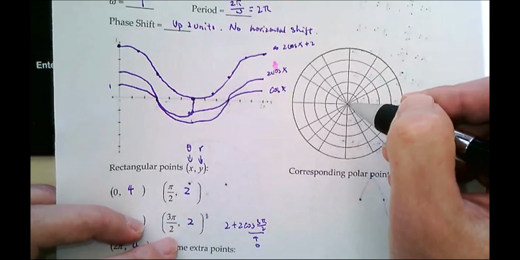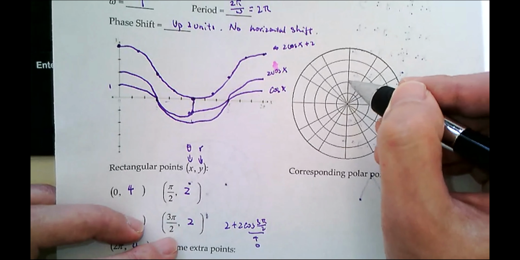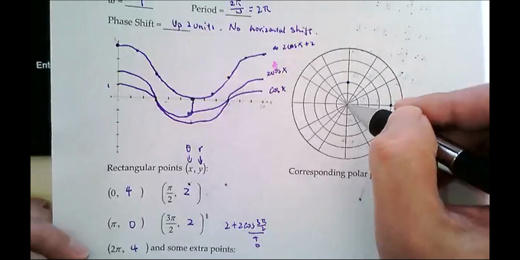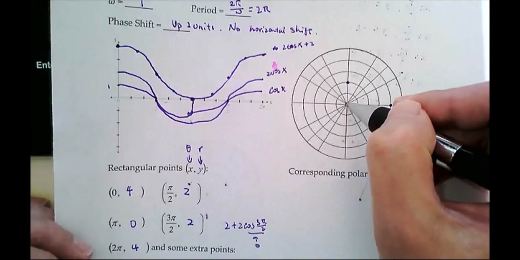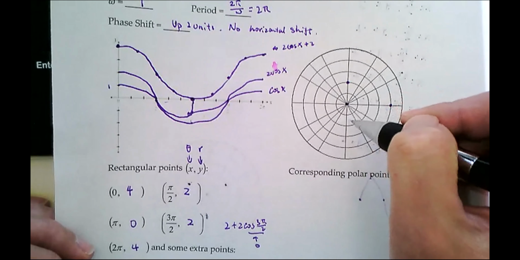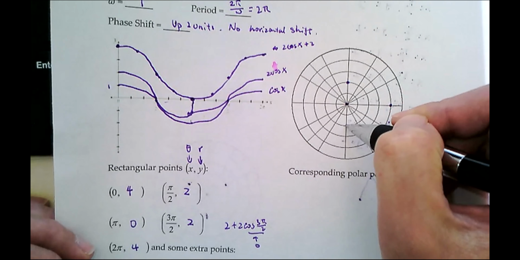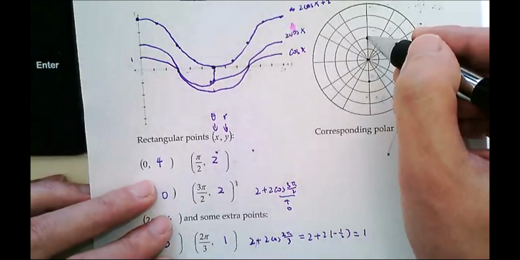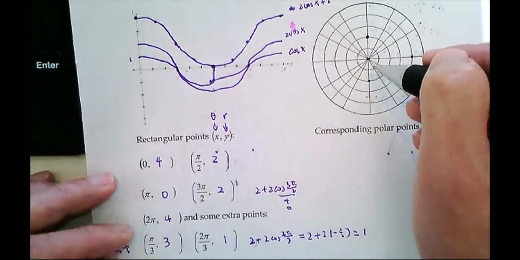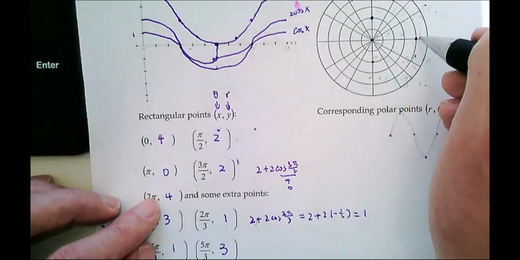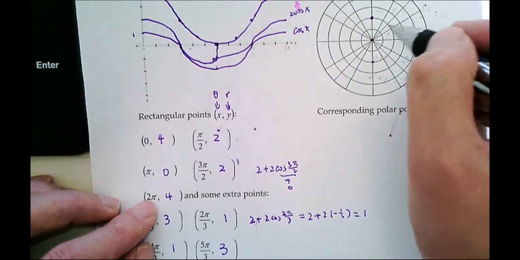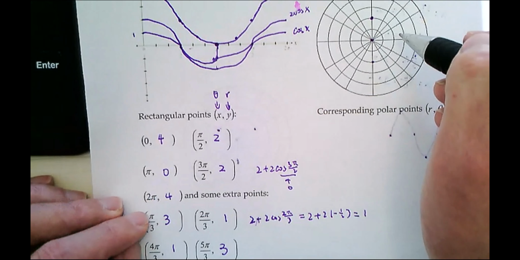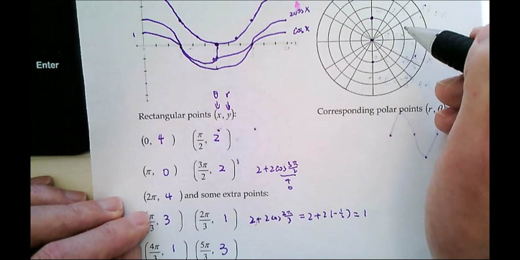So pi over 2. Pi over 2 is 2 here. What is pi? When pi, it is 0 here. What is 3 pi over 2? Oh, 3 pi over 2 is 2. So it's this point. I apologize, not this point. 2 pi goes back to, again, this point. Okay, so you only have 3 points on this side. A few extra points.